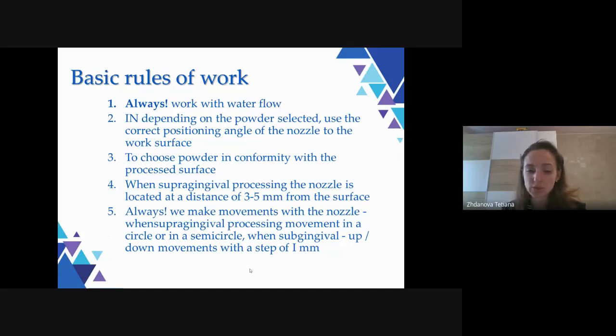When processing supragingivally, the nozzle is located at a distance of 3 to 5 millimeters from the surfaces, and we always make movements with the nozzle. So supragingivally, movement in a circle or semicircle; subgingivally, up and down movements with a step of 1 millimeter.